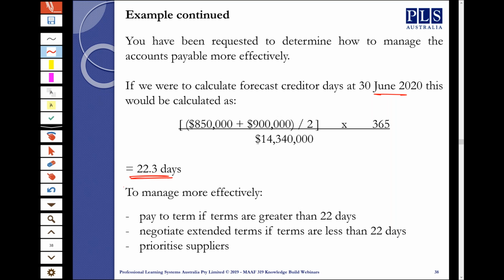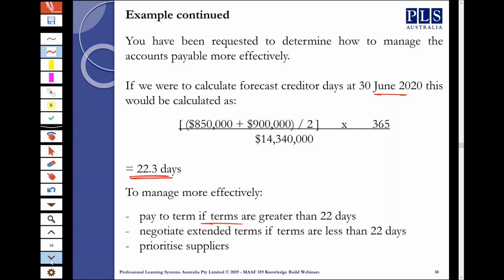To manage more effectively, and note how specific I'm being, pay to term if terms are greater than 22. Guys, if you just say pay to term, the terms haven't been represented. So you've got to go with this line of if terms are greater. You would negotiate extended terms if terms are less than 22 days, and you'd look to prioritise suppliers as a third reference point. Again, just picking up on the different paths that we have available to us.